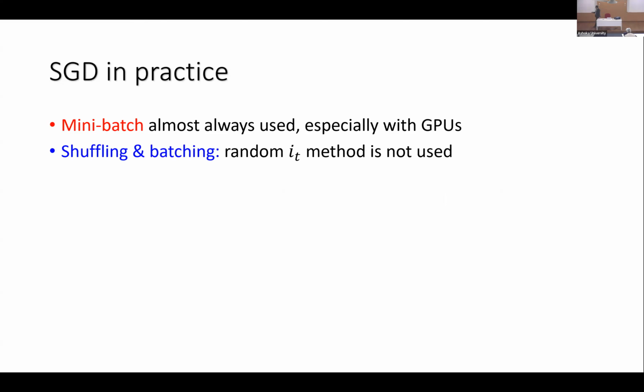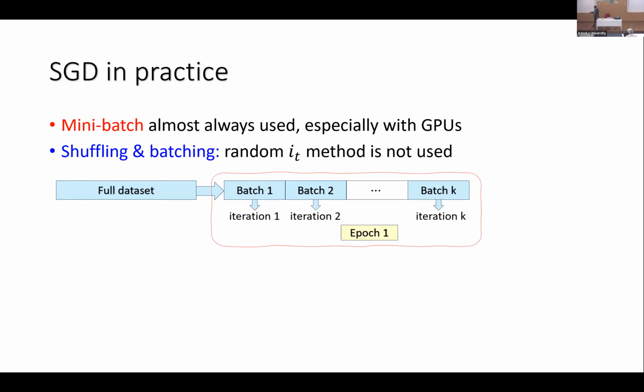Another point is shuffling and batching. In practice, we don't select a random point and then calculate the gradient there. What we actually do is something like this: you have the full data set, you divide it into small batches and use batch one at iteration one, another batch at another iteration, and so on till iteration k. And this is called an epoch.